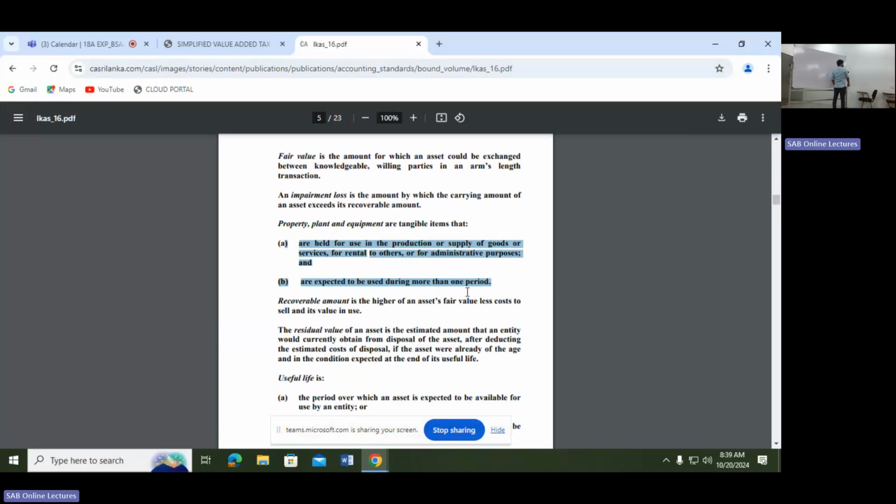So for the measurement bases, IP and PP&E, we can use two measurement bases: the cost model as well as the fair value model. Once I am using the fair value model for IP, that gain or loss is transferred to P&L. For PP&E under the revaluation model, you can't transfer it to P&L. It's a separate reserve, and it goes to OCI, other comprehensive income.